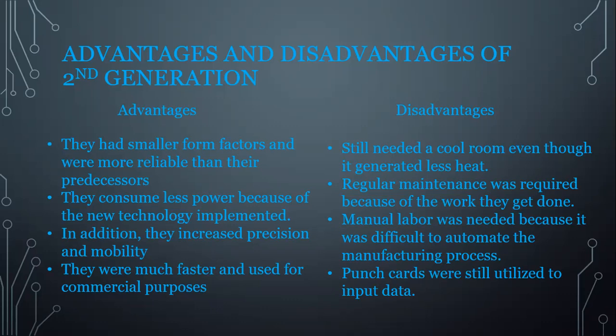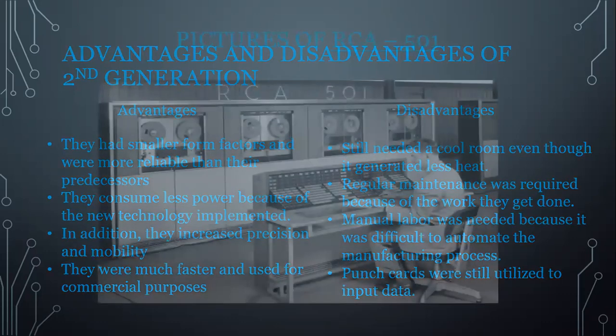Disadvantages. They still needed a cool room, even though they generated less heat, because these computers, even though a bit more compact than the first generation, were still large. They needed regular maintenance, and also because of the type of work they usually got done, manual labor was needed because it was difficult to automate those computers at the time. Punch cards were still utilized to input this type of data, as we may know.